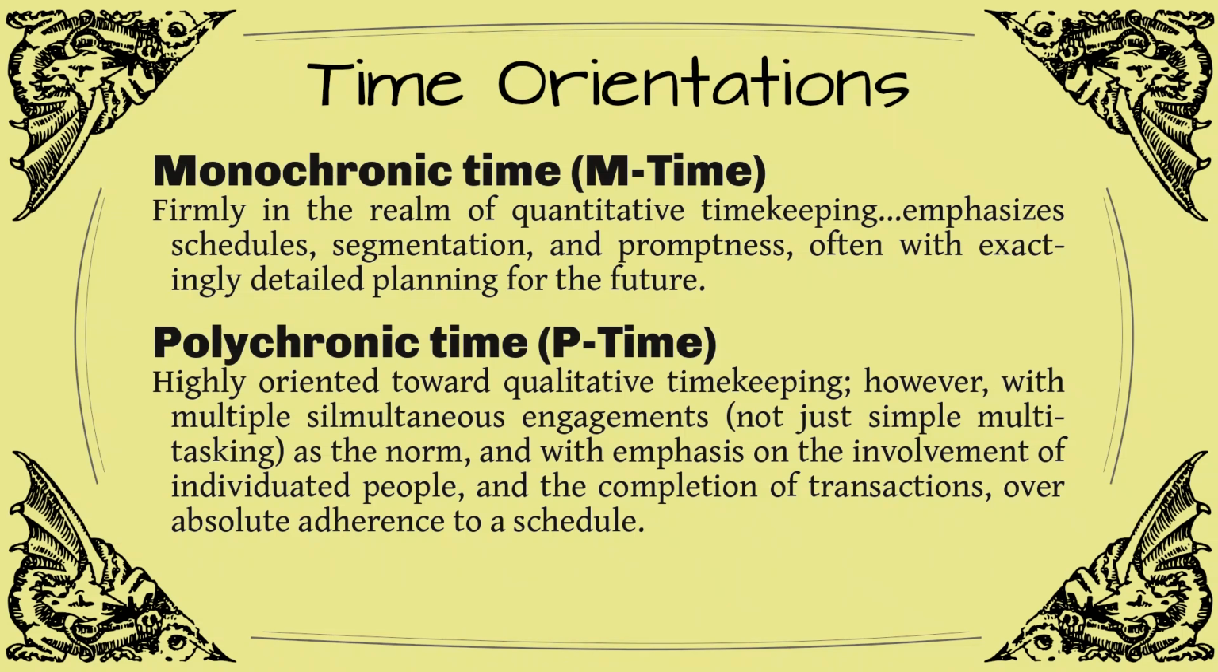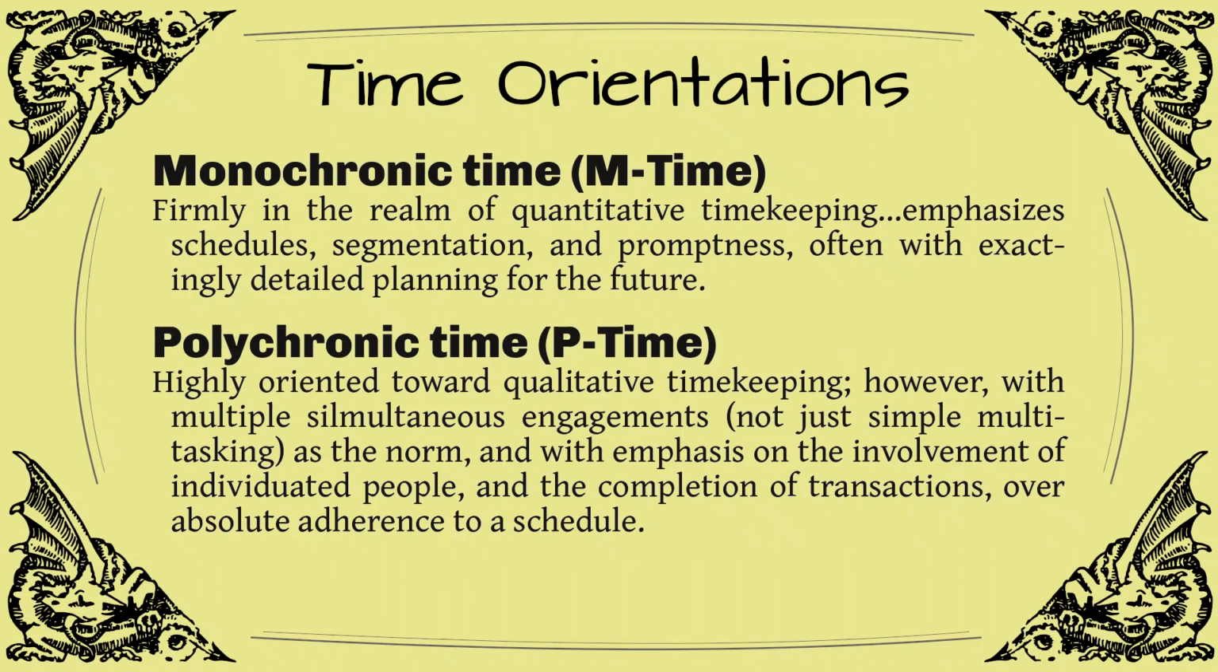This concept of M time and P time. So the first, monochronic time, is firmly in the realm of the quantitative timekeeping, and it emphasizes schedules and segmentation of time, and promptness in terms of being on time for your scheduled meetings and that sort of thing. So it's scheduling, often with an exactingly detailed plan for the future that you could explicitly articulate.